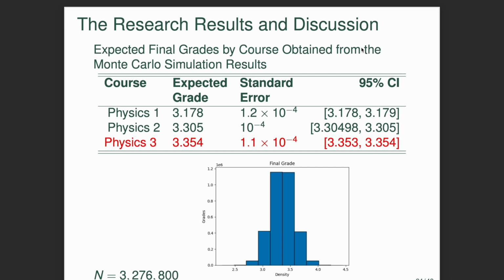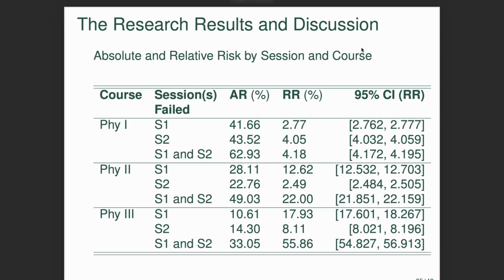As anticipated, failing both the first and second sessions corresponds to the highest relative risk of failing the physics course. However, there are notable differences across the three courses. In Physics 1, failing only the second session presents a higher relative risk than failing the first session, an important distinction. This contrasts with Physics 2 and 3, where failing the first session poses a greater risk.